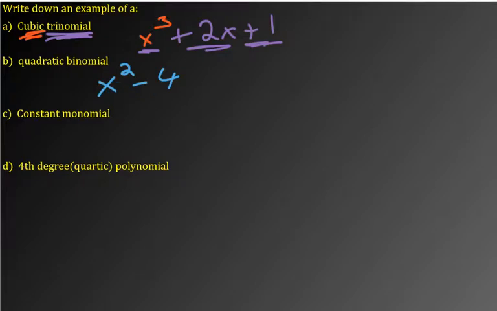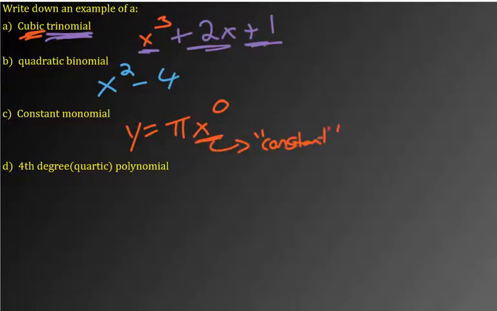Constant monomial means that it's just a one-term constant. An example of that is like y equals pi. That is constantly the value of pi. It's just one term. x to the 0 is really inherently there, and that's the part that's giving you the constant piece. But we don't really write it. We usually just write pi there. But that is an example of a constant monomial. It's something that's always the same value.